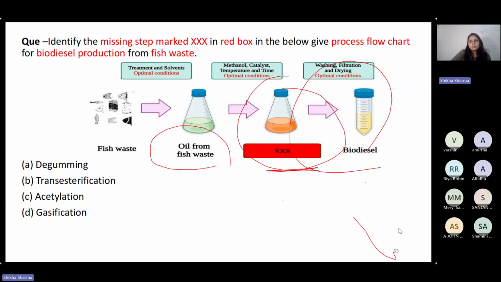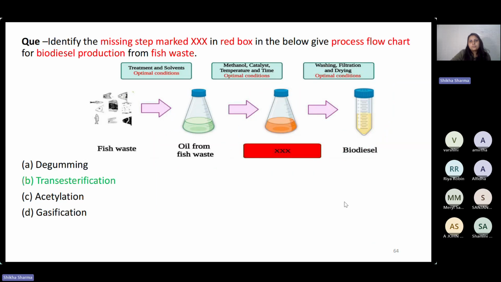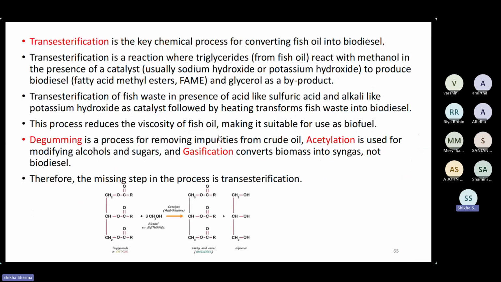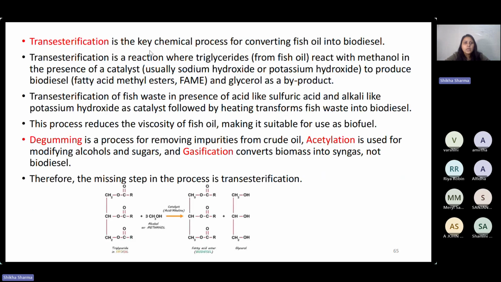Okay, let's see the answer. Trans-esterification is the step. From fish waste the oil is extracted, then trans-esterification, and finally we get biodiesel. We already discussed trans-esterification in the previous slides, but let's discuss it again. Trans-esterification is the conversion of oil into biodiesel. It is a chemical process: when we have triglycerides or oil, we can mix it with alcohol and a catalyst, and we get biodiesel and glycerol.